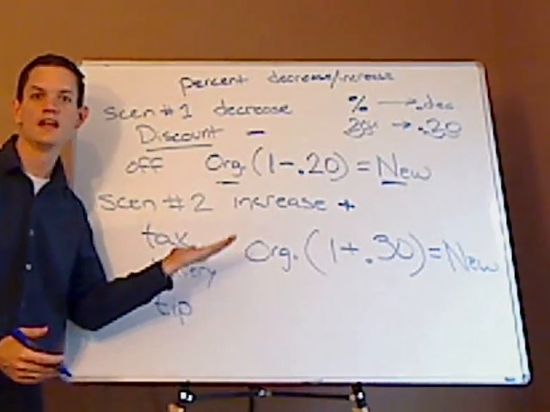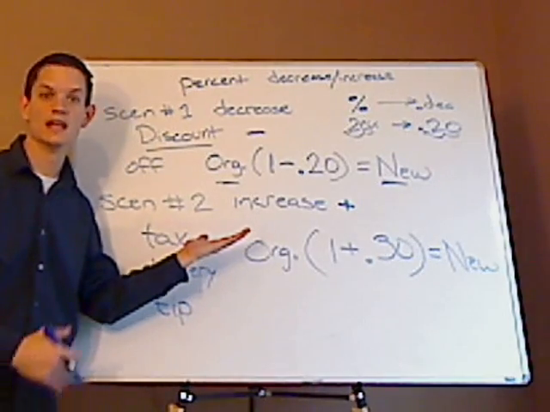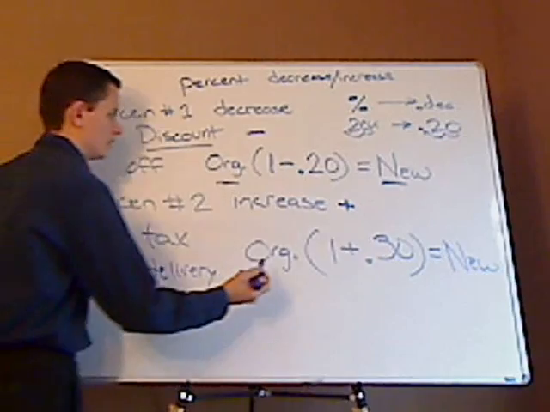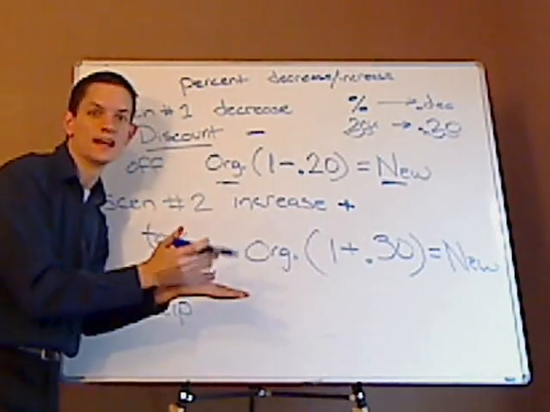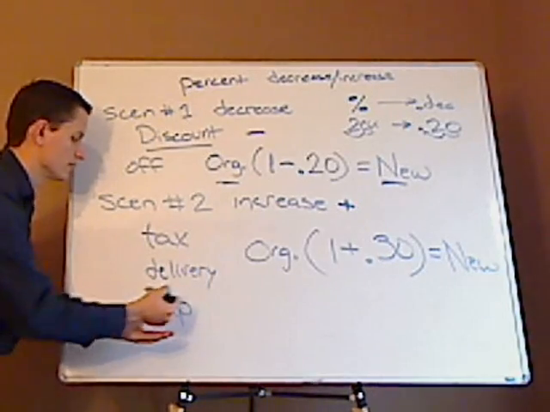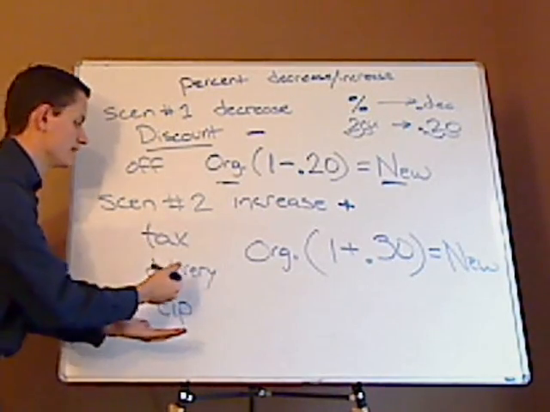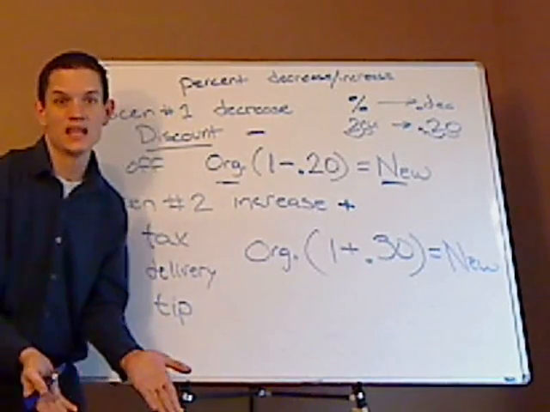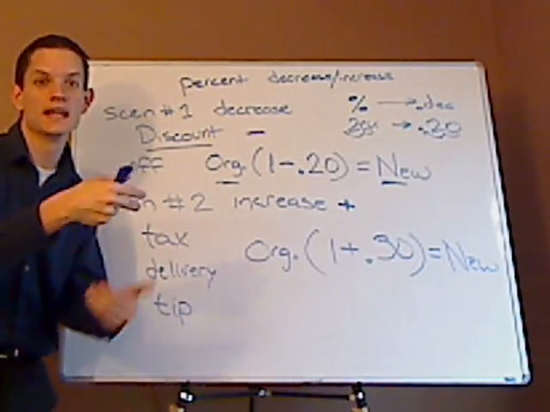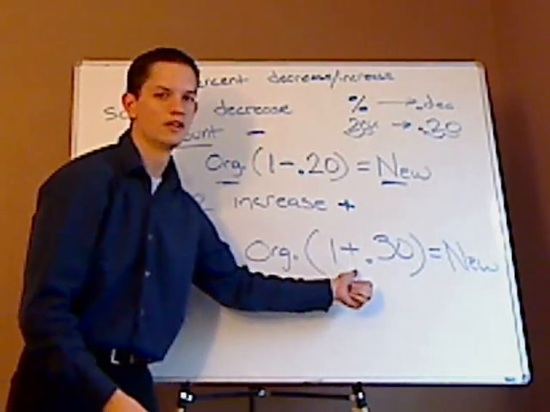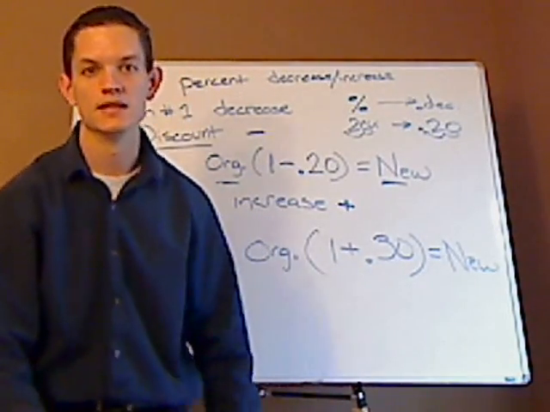Second scenario, if it tells you increase, okay, a percentage increase in the population, okay, that tells you right off the bat that's an increase, so you're going to be adding. But other keywords tell you you're adding. Okay, if you have a tax, a delivery charge, or even a tip, right, you're adding onto it. It just makes sense. So that means you're adding. And that's it.